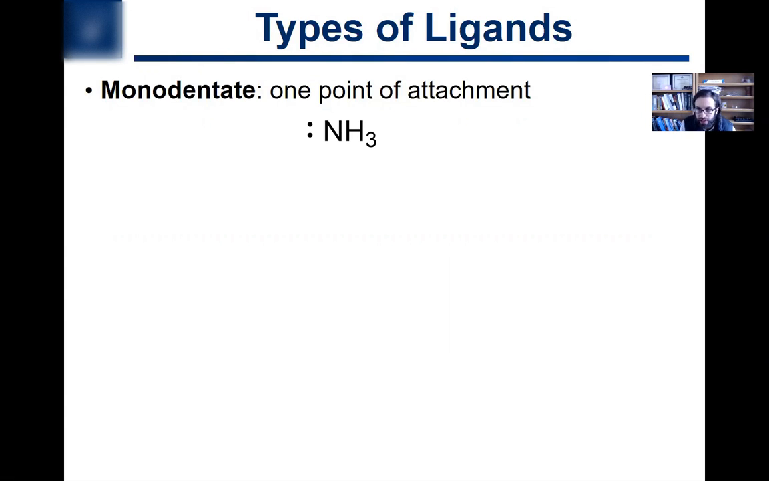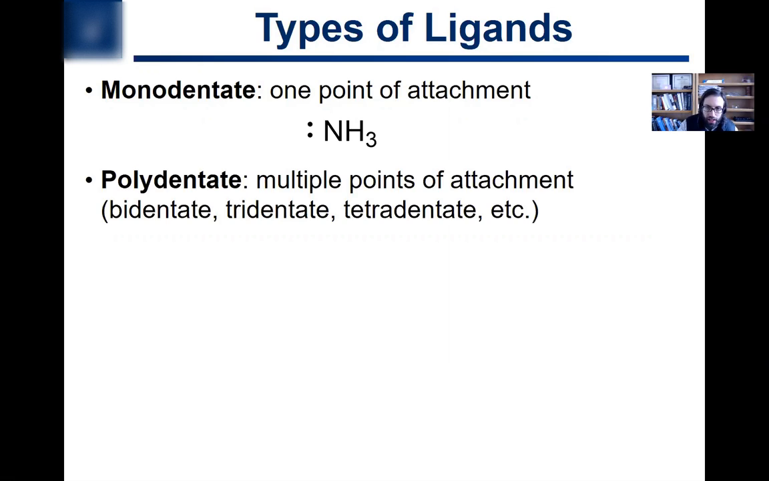So ammonia would be an example, right? There's one lone pair on the nitrogen atom of ammonia. That's the donor atom. That lone pair is going to act like a Lewis base, interacting with the Lewis acid of a metal at the center of a complex. But there are many well-known polydentate ligands as well. We call these bidentate, tridentate, tetradentate, pentadentate, hexadentate, heptadentate, etc., to indicate how many binding sites there are.